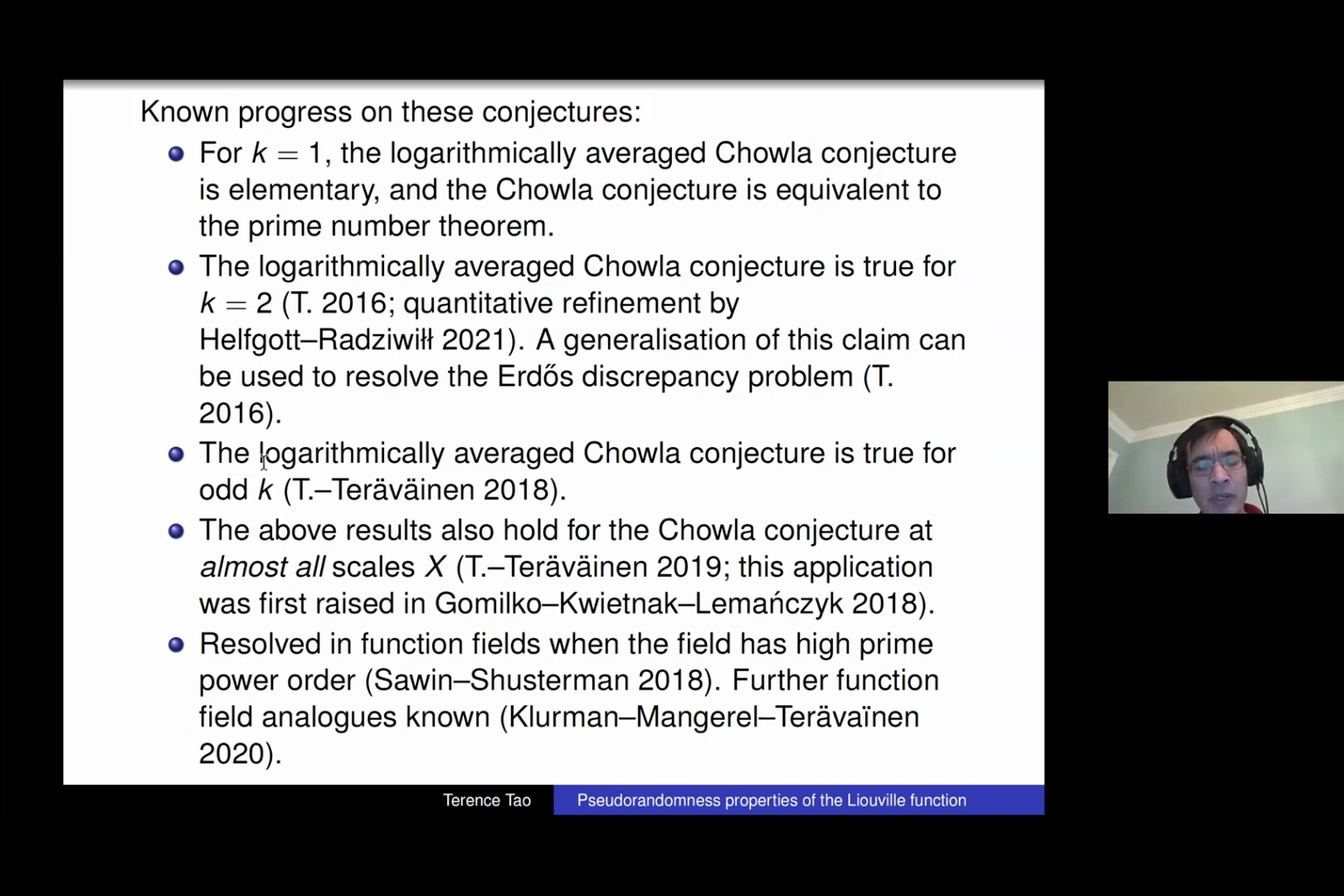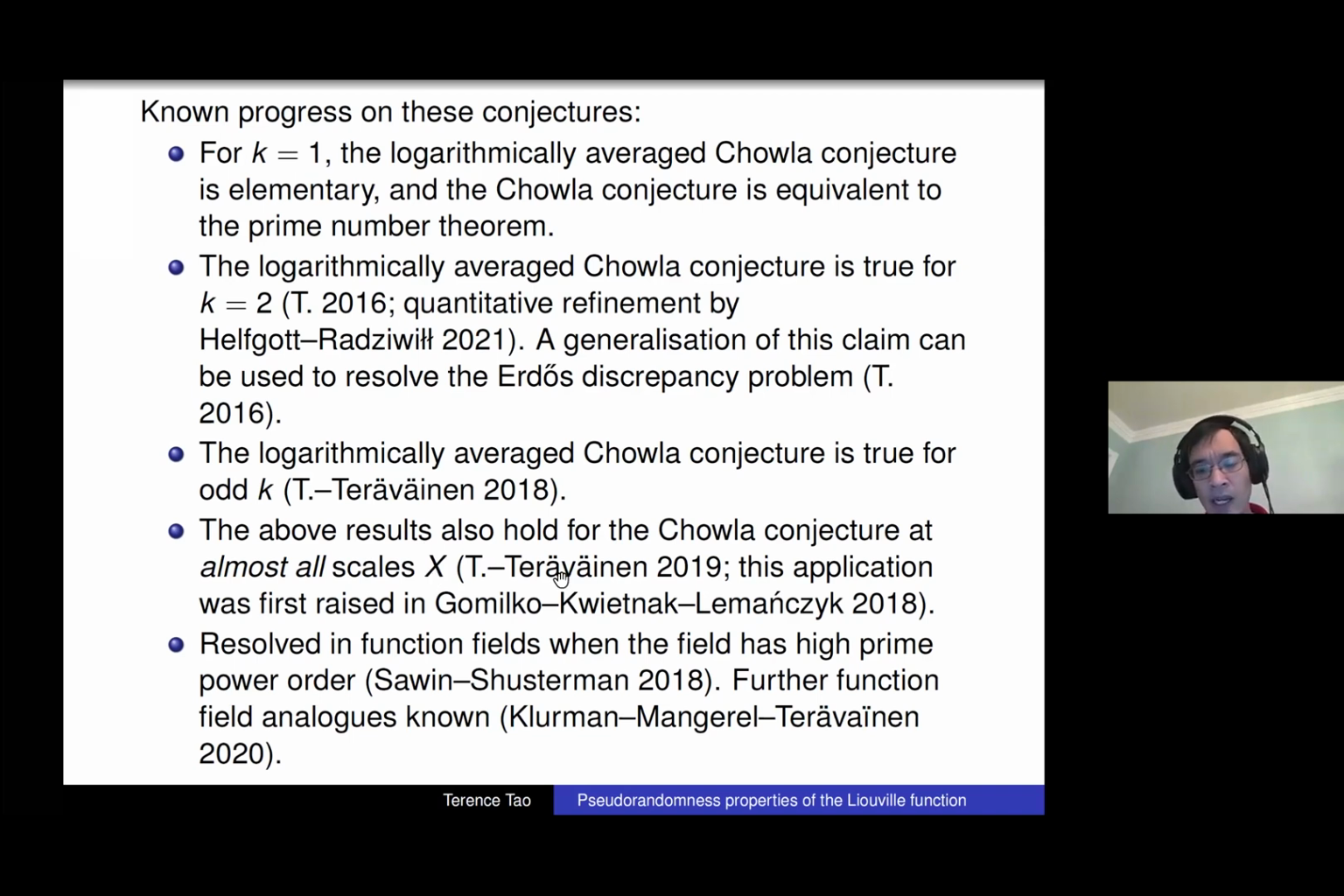Because of a parity trick, we can also do all odd k, at least for the log averaged Chowla conjecture. Without the log averaging, it seems to be quite a bit more difficult. But all the results I just mentioned for log averaging are also true for the unaveraged Chowla conjecture, but only for almost all scales. We can't yet prove it for all scales, but you can leverage the log averaged conjecture, or modify the proofs a little bit, to get the Chowla conjecture for almost all x rather than for all x.